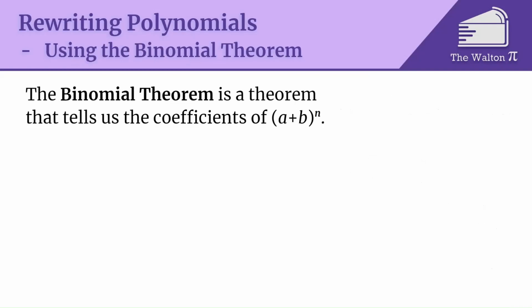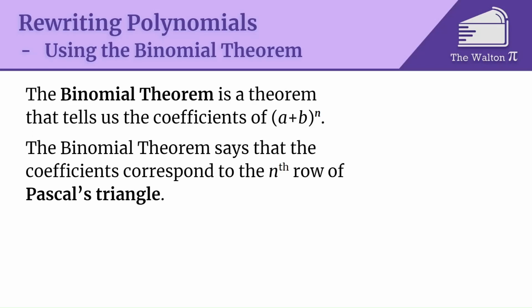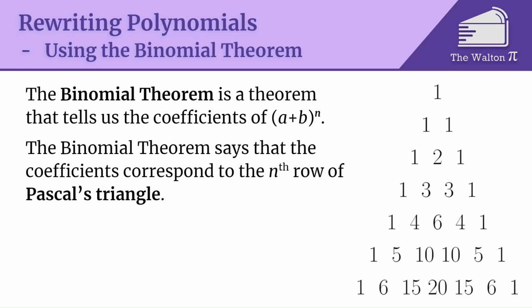Now, if we're multiplying stuff out, the binomial theorem is one way that helps us out in figuring out some of these different things. So the binomial theorem tells us the coefficients of a plus b to the n. It says that the coefficients correspond to the nth row of Pascal's triangle. Here's Pascal's triangle. We start at the very top where we just have the single one. That is the 0th row.